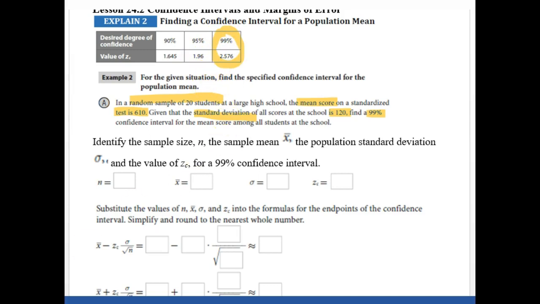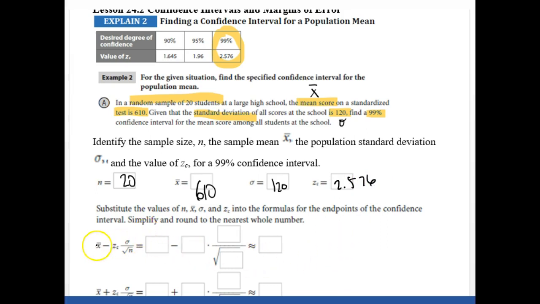All right, let's start identifying what they gave us. Our sample size is about 20 students. It's a random sample. They also gave us our mean, which is 610. They also gave us our standard deviation, which in this case was 120. And our z-score that we're going to use is 2.576.